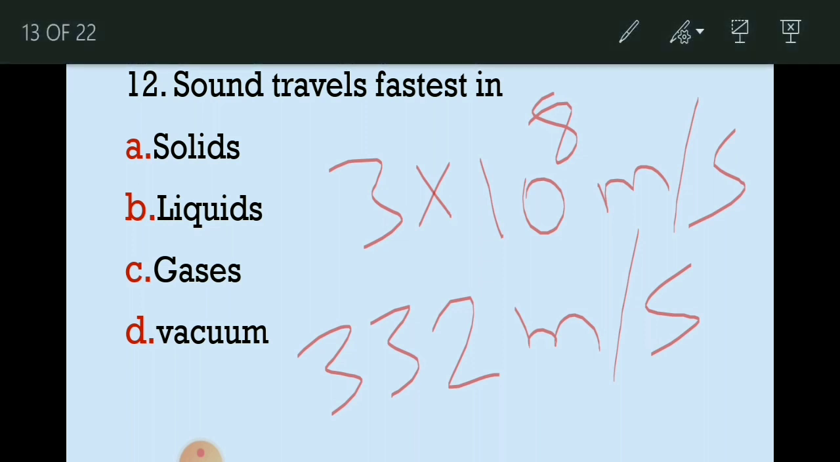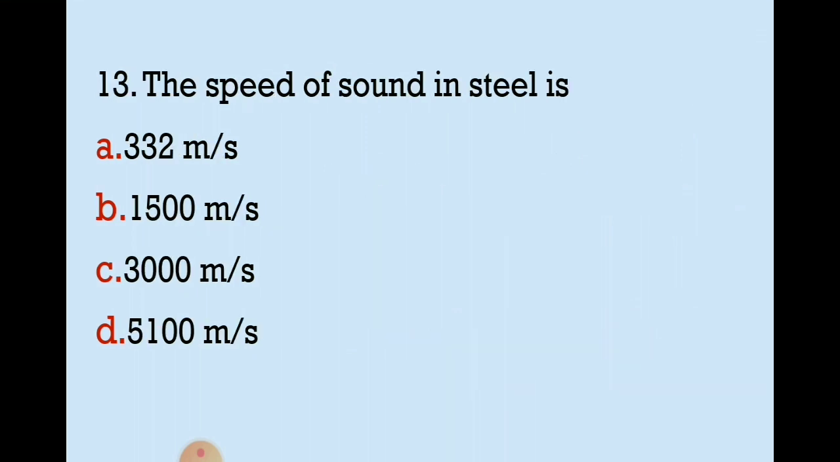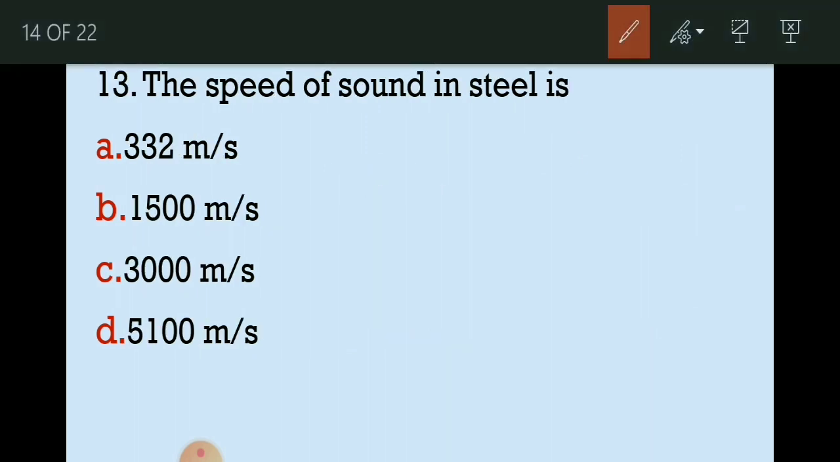Okay, now let us see the next question. The next question is the speed of sound in steel. Already we have done this one. So this will be option D, that is 5100 meter per second.